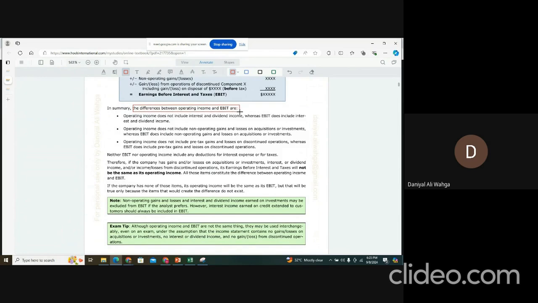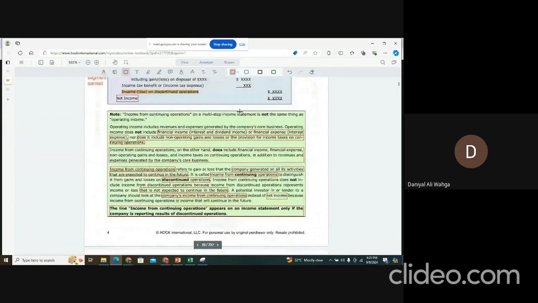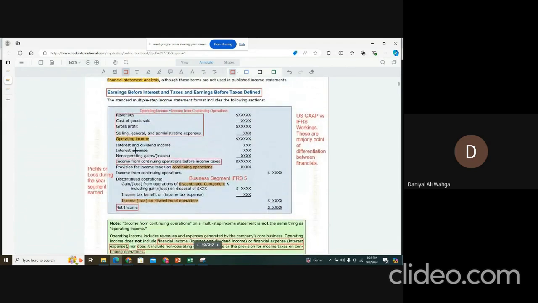It says operating income does not include interest and dividend income. Your core activities profit is operating income. It doesn't include your interest payments, interest receipts. It doesn't include your dividend receipts. Those are a part of a separate thing, and that relates towards your income from continuing operations.